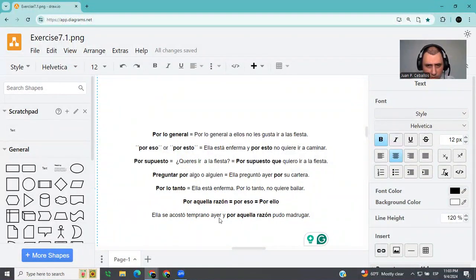Now, let's try por ello. Ella se acostó temprano ayer y por ello pudo madrugar. Well, por ello is not very common, so I wouldn't use it that often, but you may find it in some texts and things like that. But this one is the most common one.